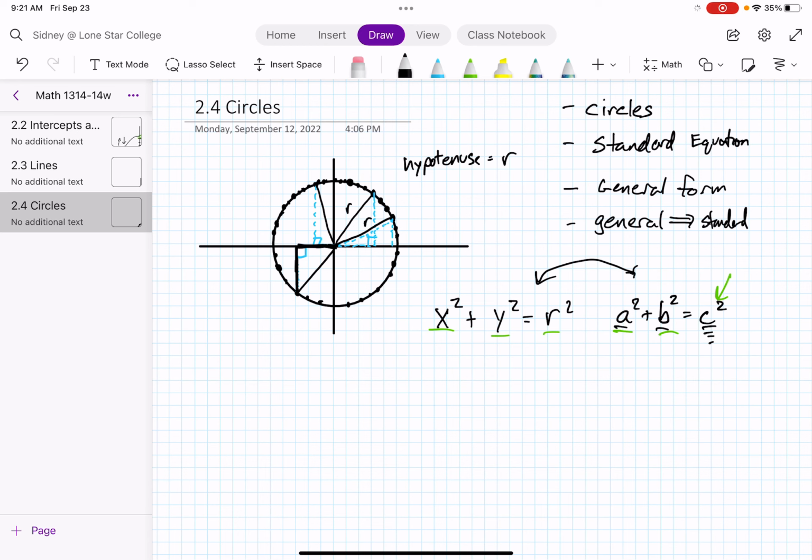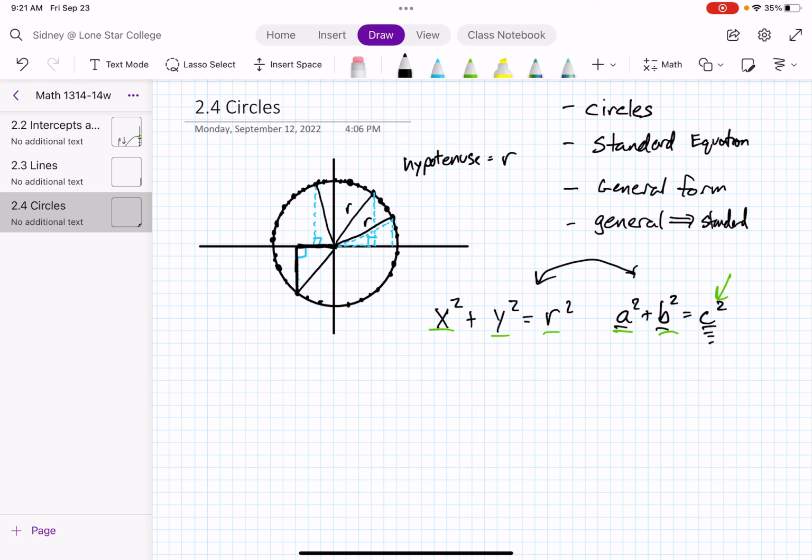So it is, in fact, the Pythagorean theorem. It's just a whole bunch of Pythagorean theorem. It's all the different combinations, and those combinations form a perfect circle. And so our formula is x squared plus y squared equals radius squared.